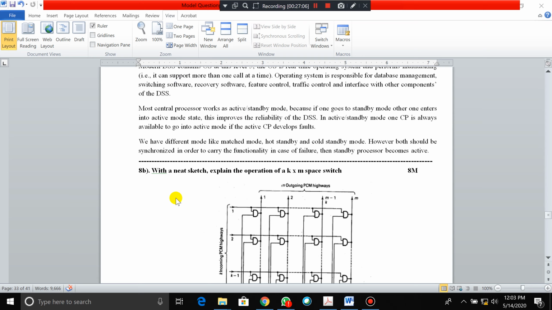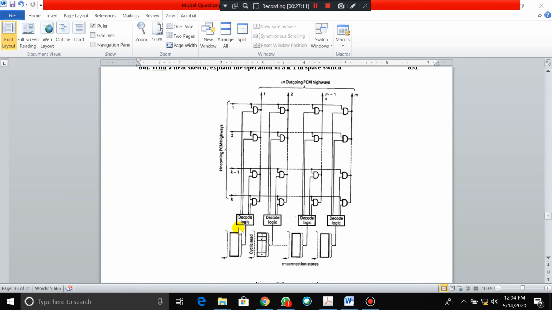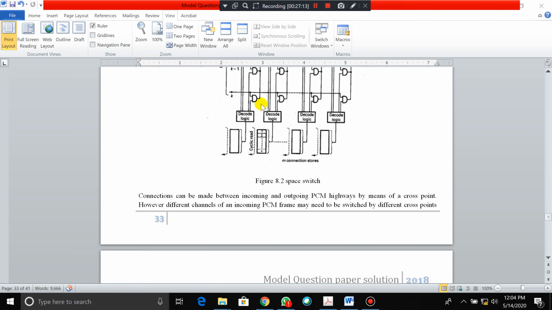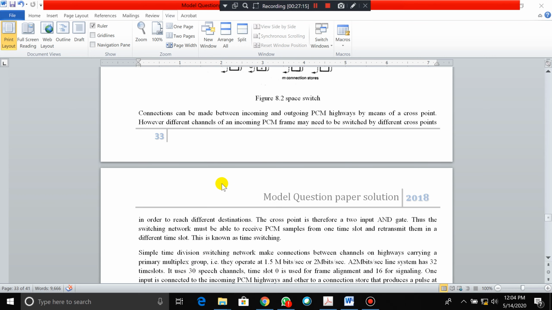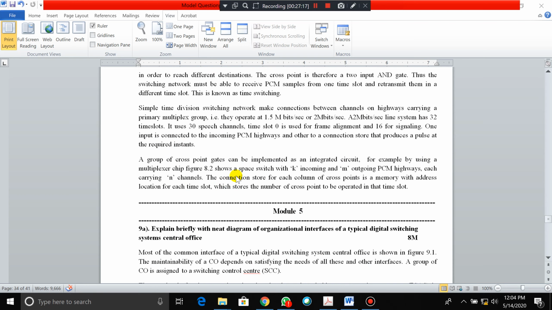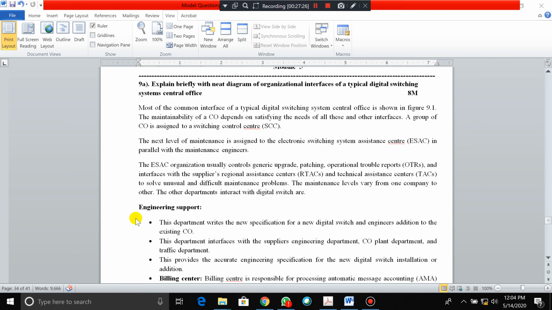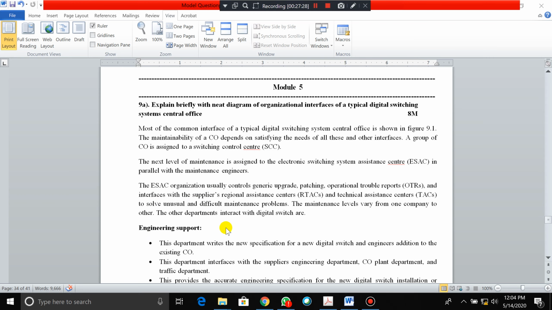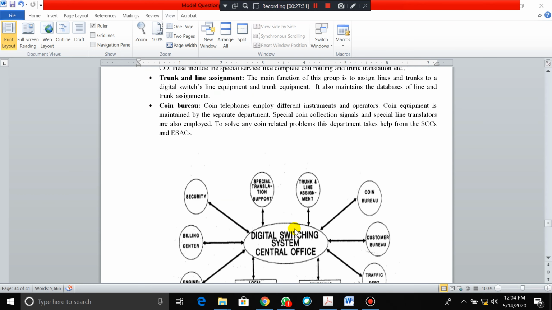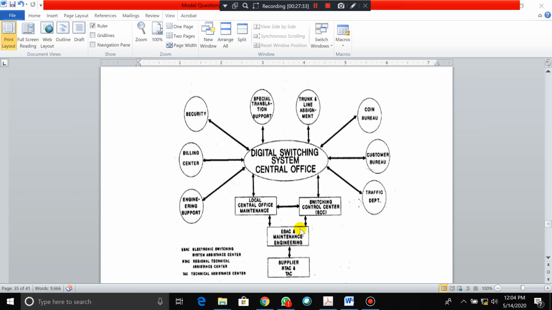This is a space switch of K cross M, the diagram. You can notice that in the previous question they also asked the same diagram, so it is very important. Explain briefly with a neat diagram the organizing of an interface of a typical digital switching system central office. Here again the theory part, you have to write the block diagram, how it has been interconnected to other blocks, and each block you have to explain in a detailed manner.